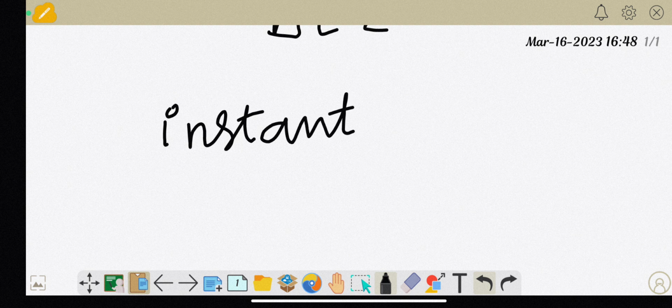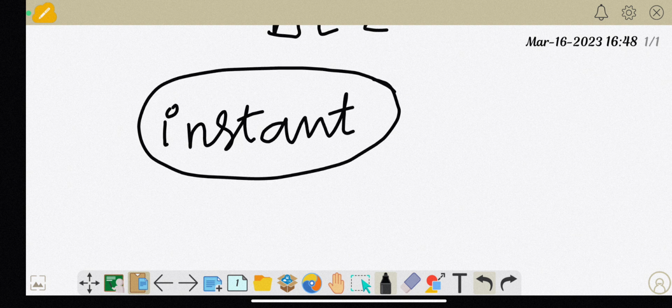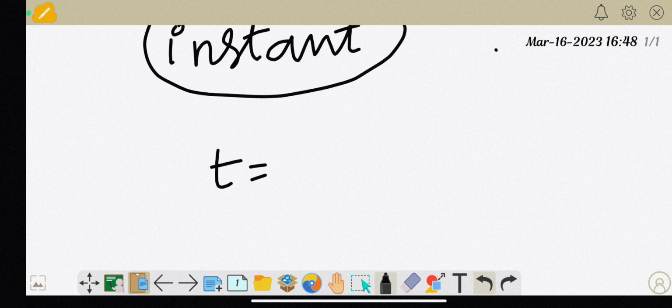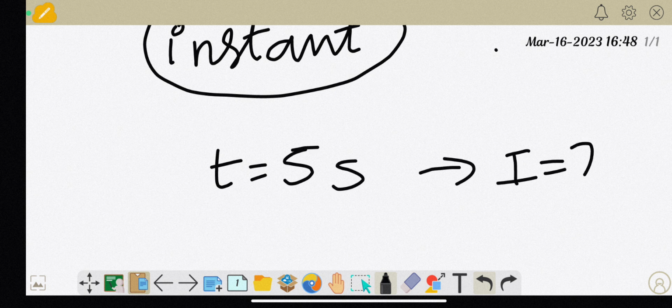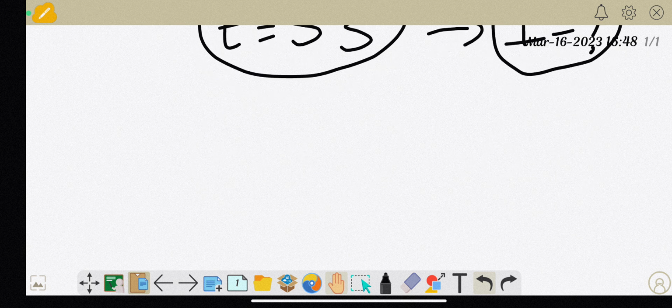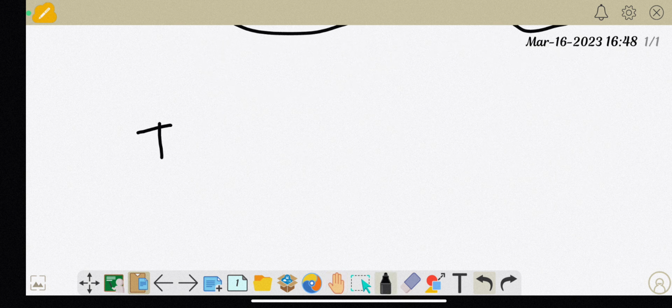Okay, so we are particularly interested in what is happening at that instant, correct? So see, if I want to find out at t equal to 5 seconds what my current I is equal to, what I have to calculate is not a current, it's the instantaneous current. So see, instantaneous current is calculated in this way.